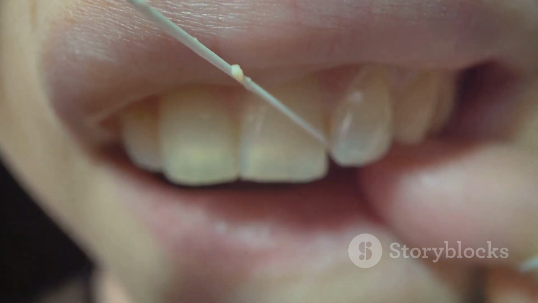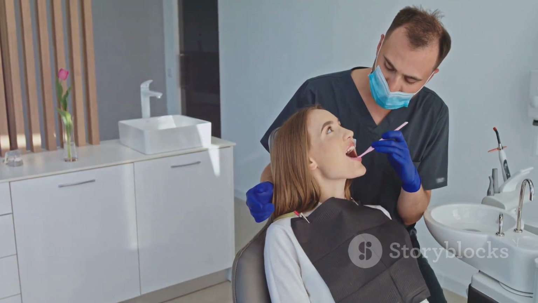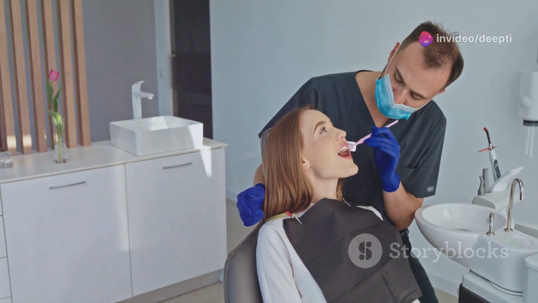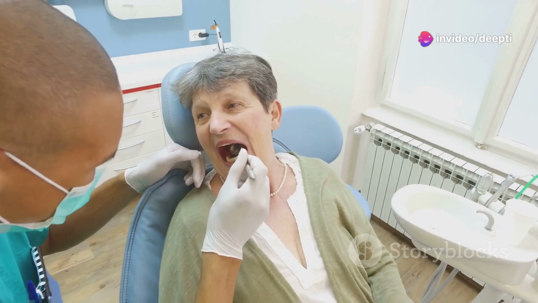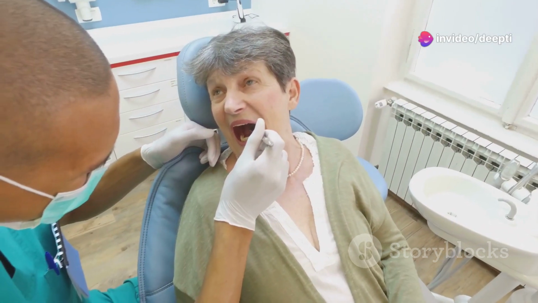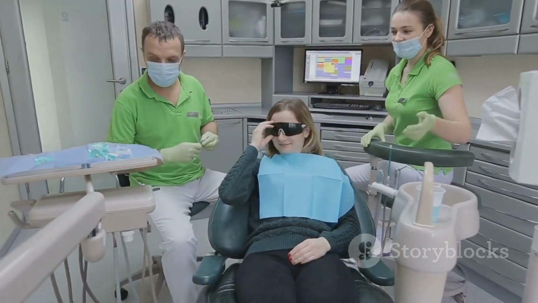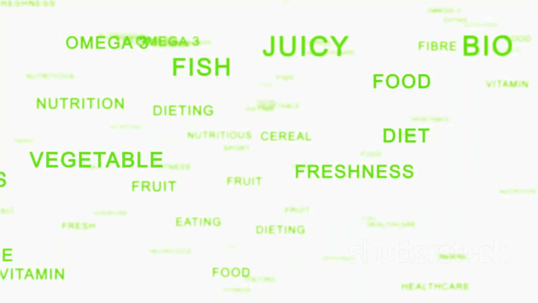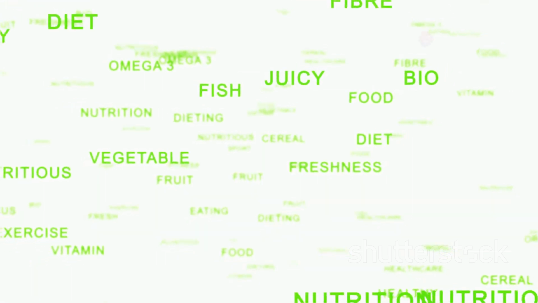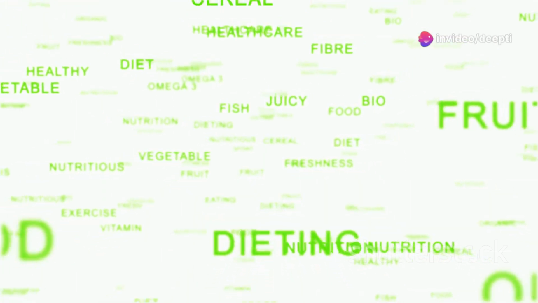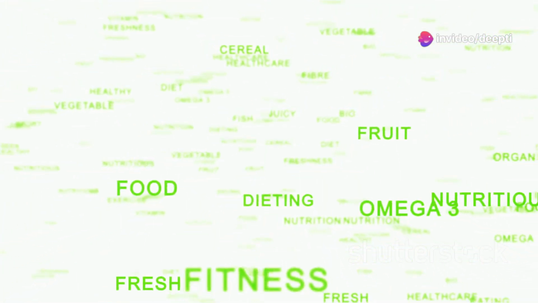Regular dental checkups. Visit your dentist every 6 months for a professional cleaning and checkup. Regular dental visits allow your dentist to detect and address any early signs of gum disease. Healthy lifestyle choices. Eating a balanced diet, limiting sugary drinks and snacks, and avoiding smoking can all contribute to good oral health and reduce the risk of gingivitis.